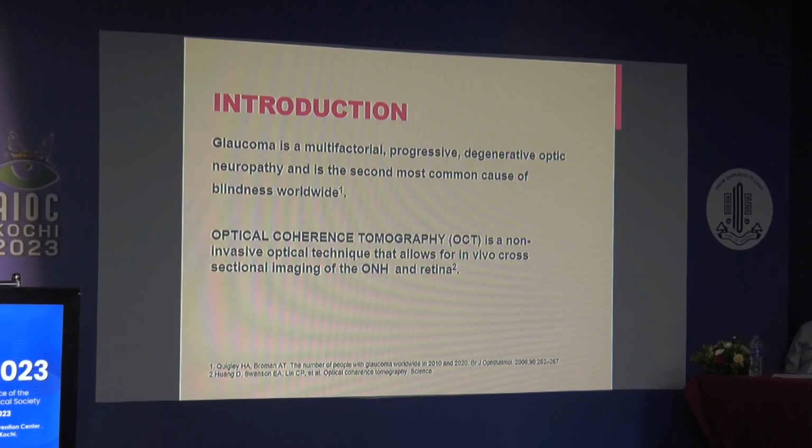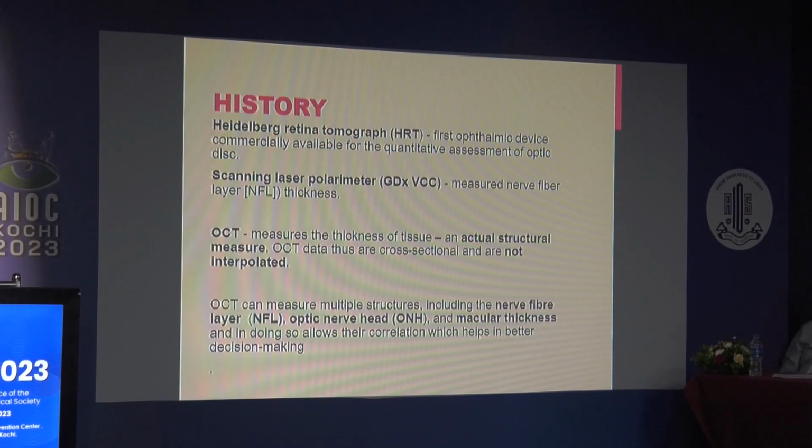First, glaucoma: we all know it is a multifactorial progressive degenerative optic neuropathy, and it is the second most common cause of blindness. OCT is a non-invasive tool to cross-section the optic nerve and retina in vivo. Historically, the first machine was HRT, which used to measure the optic disc. Then came the polarimeter, which interpolated the thickness of RNFL; it did not actually measure the thickness. OCT is the first machine which actually measures the structure, with no interpolation. So OCT can measure the nerve fiber layer, the optic nerve head, and the macular thickness.